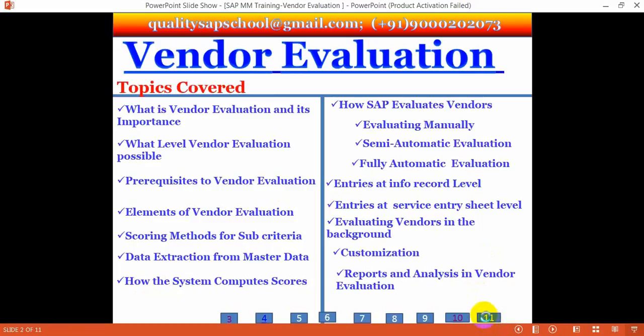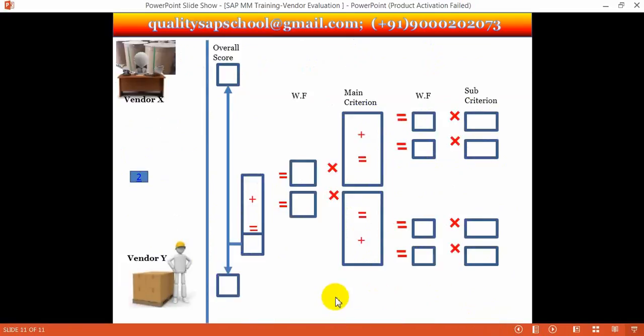Let us go into a model. Here we are going to consider two vendors, vendor X and vendor Y. With some values we will calculate and assign the scores, and similarly the system also does the same thing. Now the sub criteria can be multiplied with the weightage factors, which gives the main criteria, and the main criteria again calculated with the weightage factors gives the overall scores.